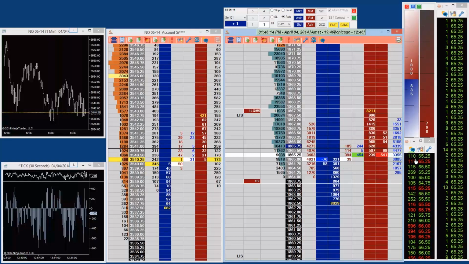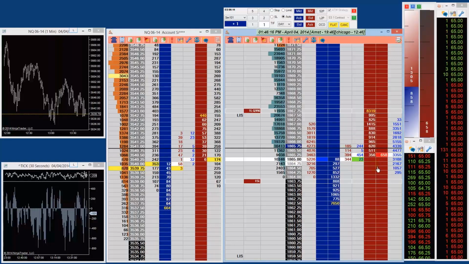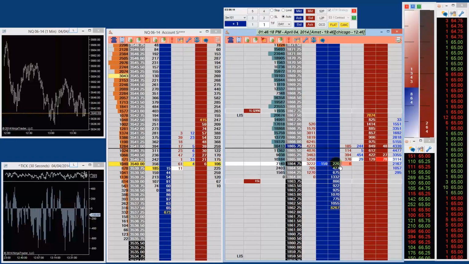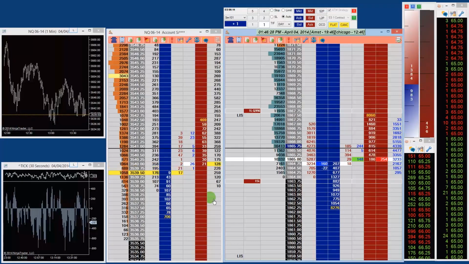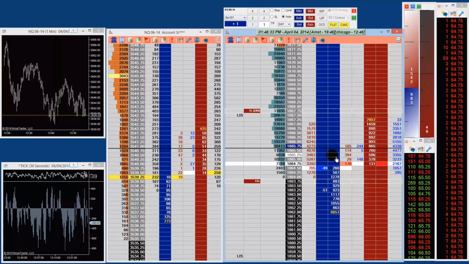Okay, so 65.25, the buyers are coming back, got nothing for it. Okay, sellers coming in. You can see we've got the selling now. If you're in a long now, this is not what you want to see in a long trade. I can see the tick going down. The Nasdaq is below the black center line. I've got more selling.